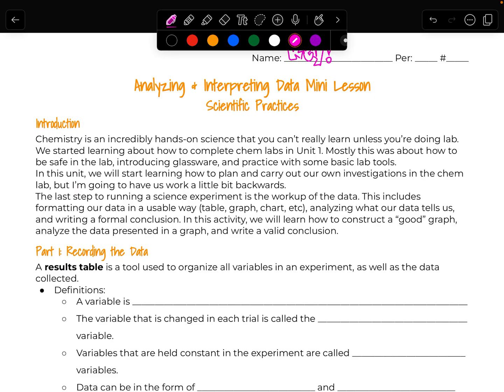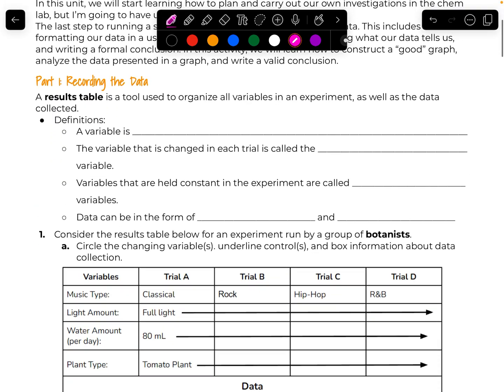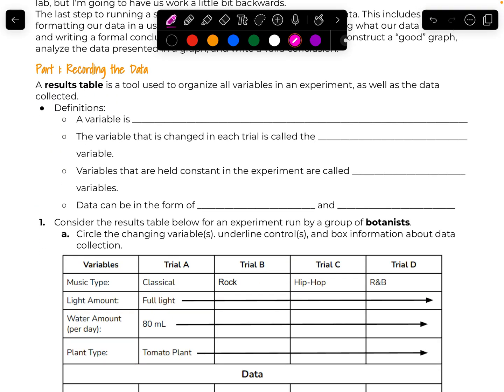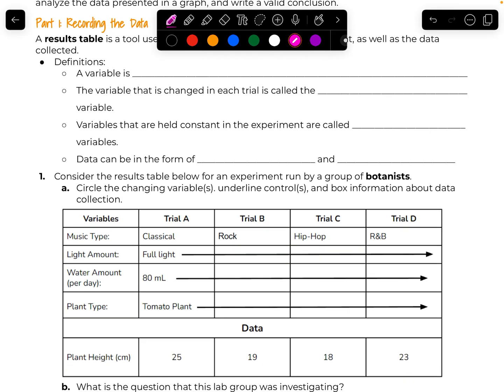So first off, when you're trying to analyze and interpret data, it's all about starting with what is your data, how are we recording it, how are we going to set it up to make something that actually is usable that we can then identify patterns from, right? So first thing we want to talk about is recording your data. We can use results tables to help us organize our experiment in one table, record our data in it, record observations in it. So this is an example of a potential results table for some experiment that was run by a group of botanists, right?